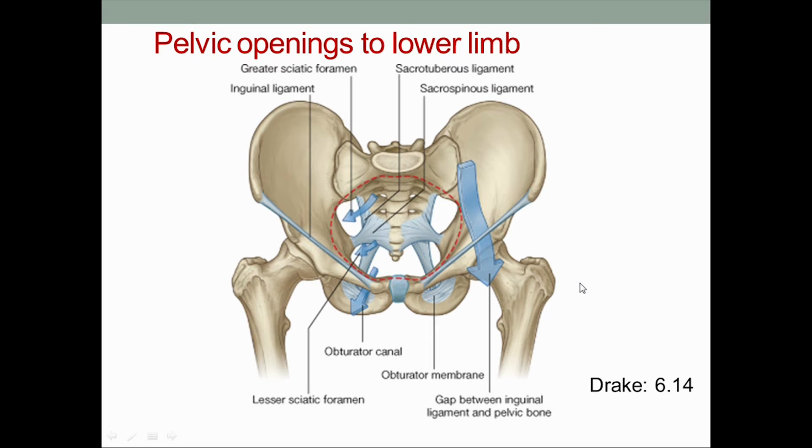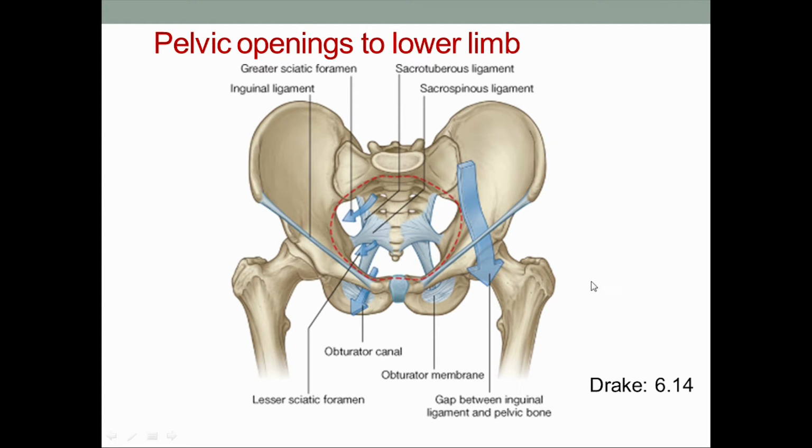This segment will review the openings from the pelvis to the lower limb and the vessels passing from the pelvis to the lower limb. We're now going to look at the openings from the pelvis to the lower limb so that we can describe the course of structures leaving the pelvis to make their way to the lower limb.